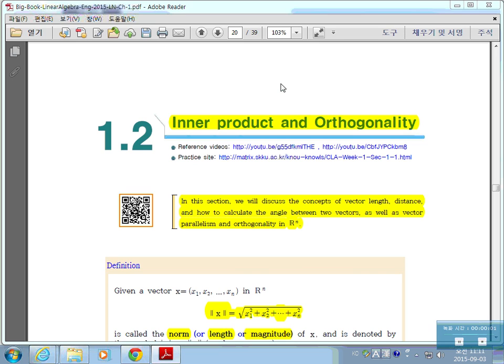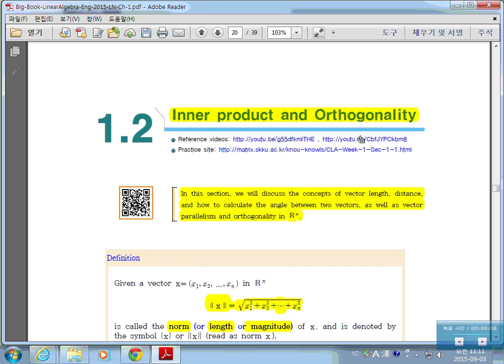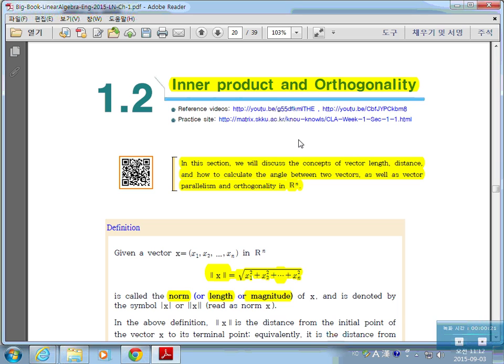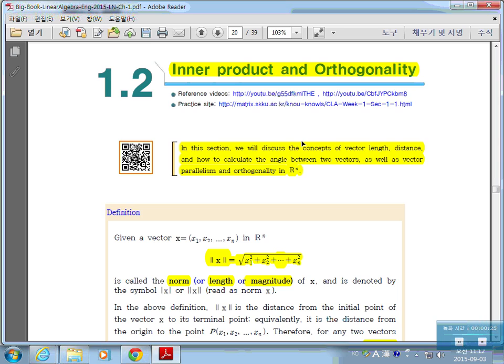Okay, section 1.2 deals with inner product and orthogonality. As you see, the explanation of this section is in these two YouTube videos, and this website also has the earlier lecture note that I have made with the computational tools in it.